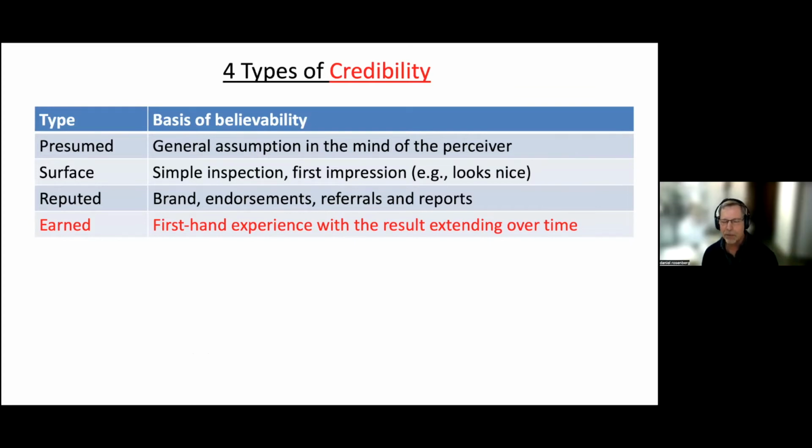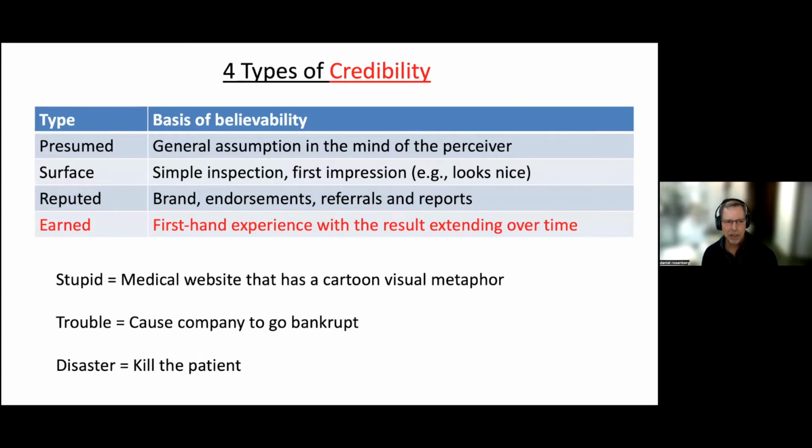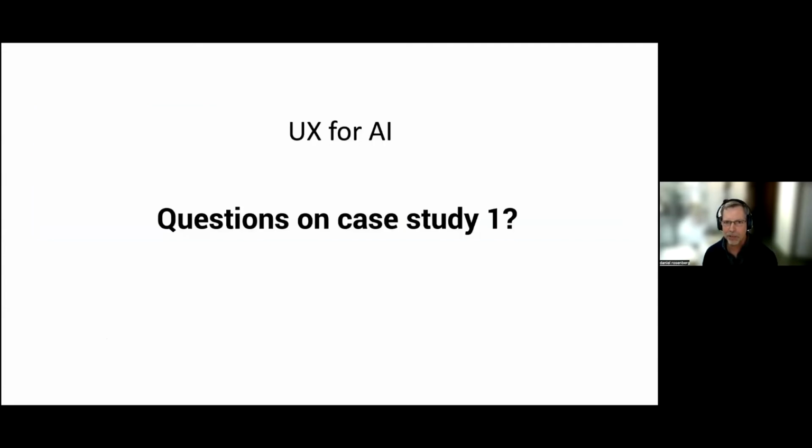And there are different types of credibility, but I think I'll save going into this in terms of what's on the surface versus earned, where you really have experience over time that yes, this software is giving you accurate diagnoses, right? But if you look at failing to deliver credibility, the main thing is you could do something stupid, like use a cartoon metaphor for a cancer website. Being in trouble is you cause the company to go bankrupt, and the disaster is basically you kill the patient, right? So there's a lot of failure points here.